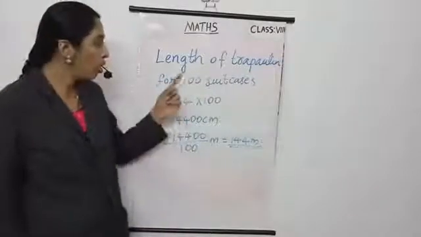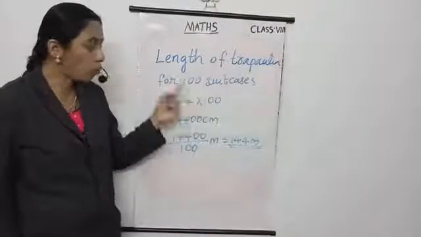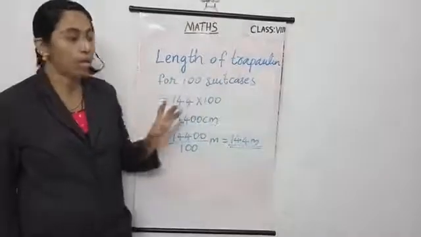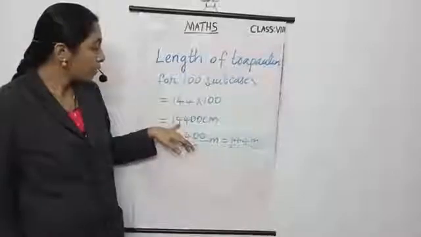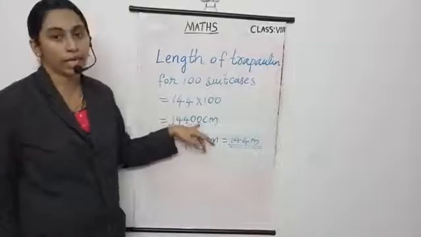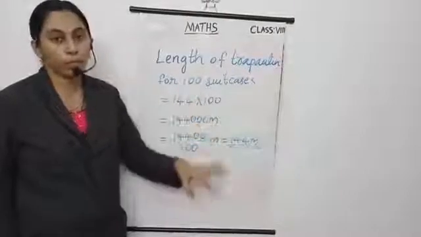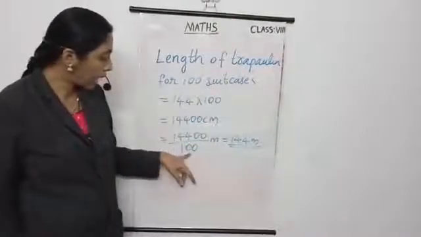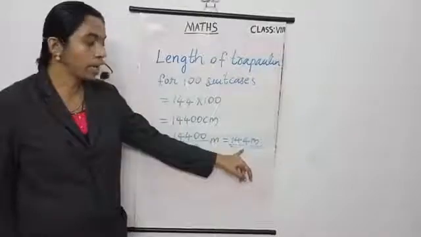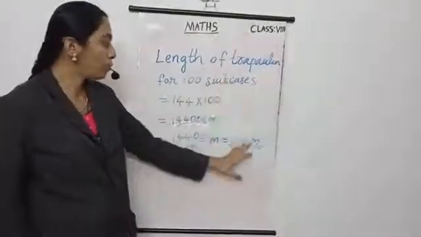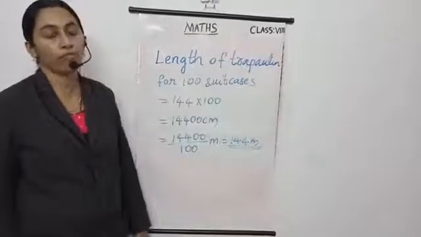Okay, we know the tarpaulin for one suitcase, and we also know the number of suitcases. So multiply, we get 14,400 centimeter. Now convert this measurement into meter. So divide by 100. Then we get 144 meters. So the required length of tarpaulin is 144 meters.